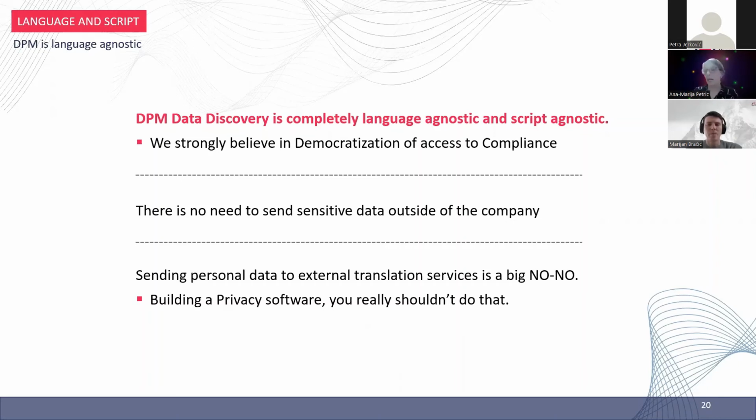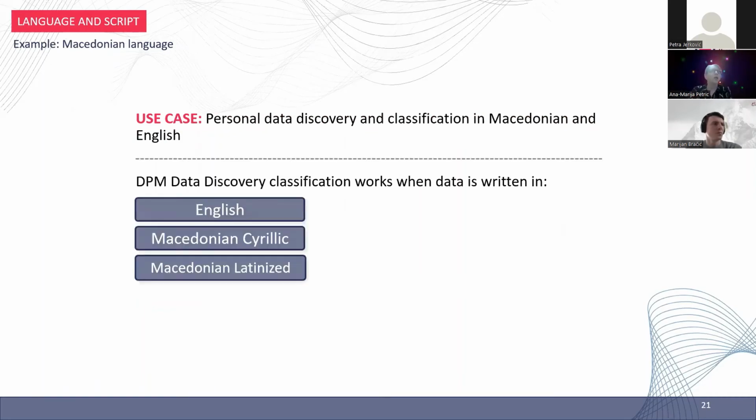And what we built into our software is language agnosticism and script agnosticism. And we don't want to send the data outside of your system. So we want to just keep it all in-house. And I'm going to show you one use case about this, which is personal data discovery and classification in Macedonian and English. So let's just look at the English examples.